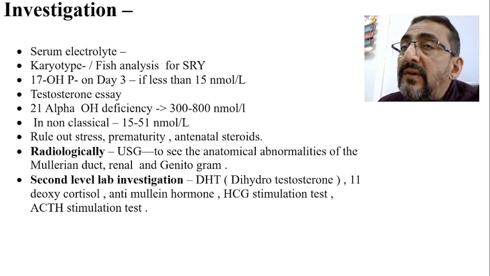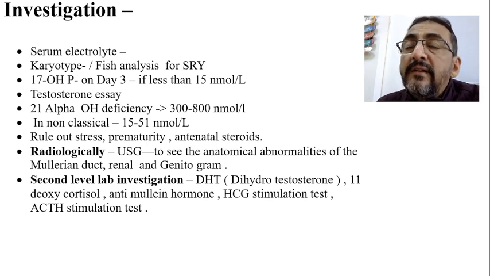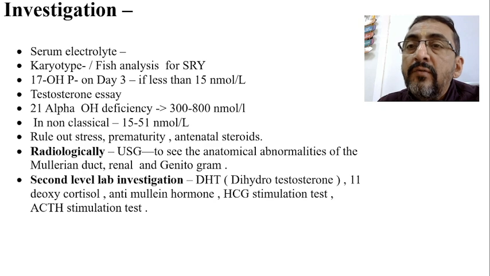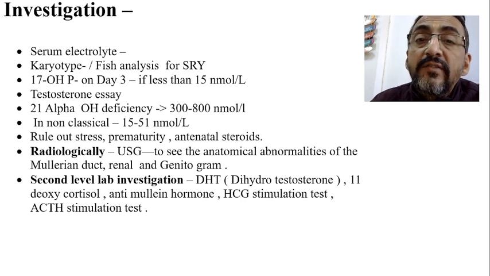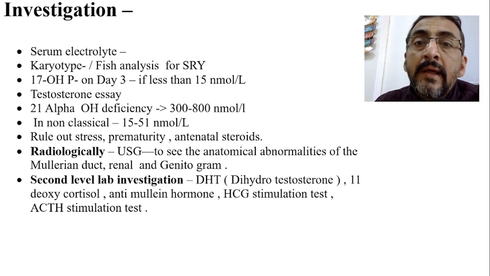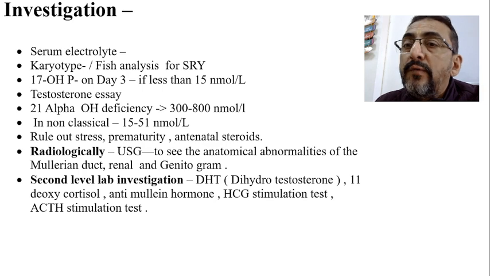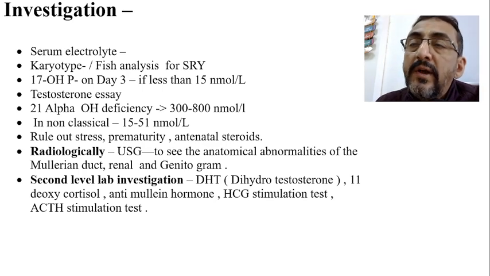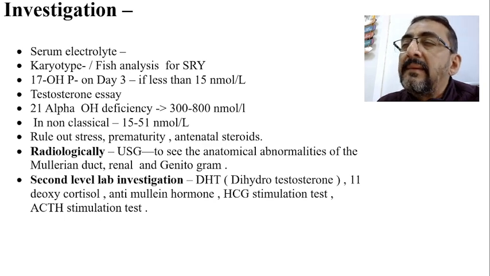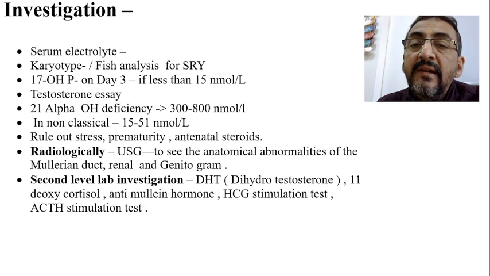Okay, what are the investigations that we usually suggest in such cases of ambiguous genitalia? Serum electrolytes, because it is very important, because the adrenal gland produces 3 important hormones: mineralocorticoids, androgens, and cortisol, isn't it? So mineralocorticoid deficiency definitely leads to serum electrolyte problems also. Karyotyping has to be done, FISH analysis for SRY. Similarly, 17 OHP on day 3; if it is less than 15 nanomoles per liter, then we have to go for a testosterone assay, must and should. 21 alpha OH deficiency, we have to investigate for that. If there is a classical type, non-classical type, typical, atypical, like that we will see in detail. Then rule out stress, prematurity, and also intake of antenatal steroids.